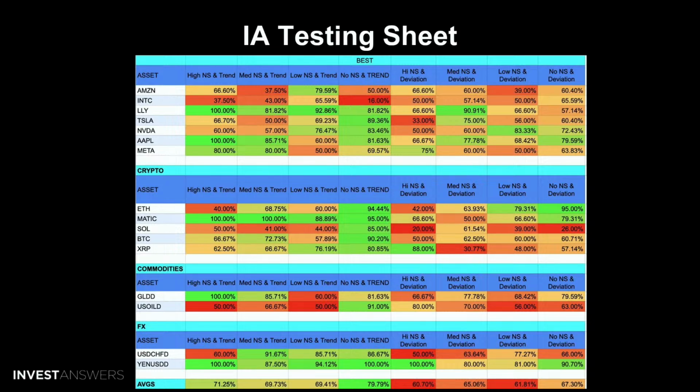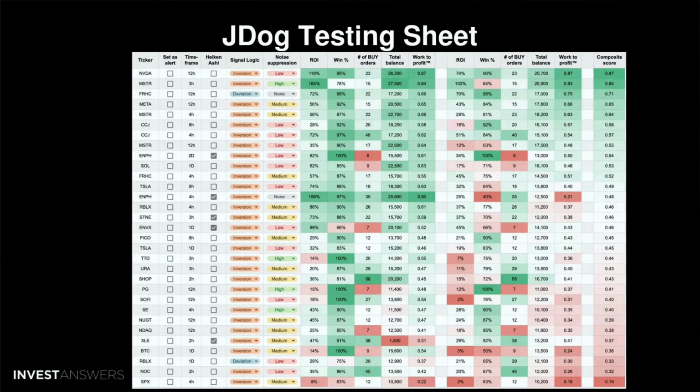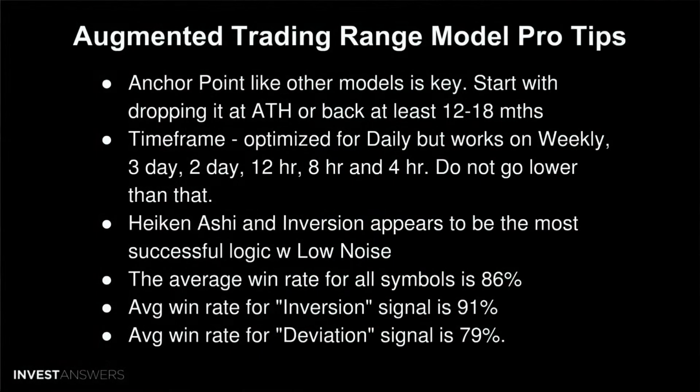And one other thing that's kind of fascinating is analyzing this cheat sheet. You'll see a couple of things here. One is the anchor point, again, as I mentioned. Start with dropping it at an all-time high or back at least 12 to 18 months. Find the trading range that you want to identify tops and bottoms in. Real simple. Time frame, optimized for the daily but works in the weekly, 3-day, 2-day, 12-hour, 8-hour, 4-hour.